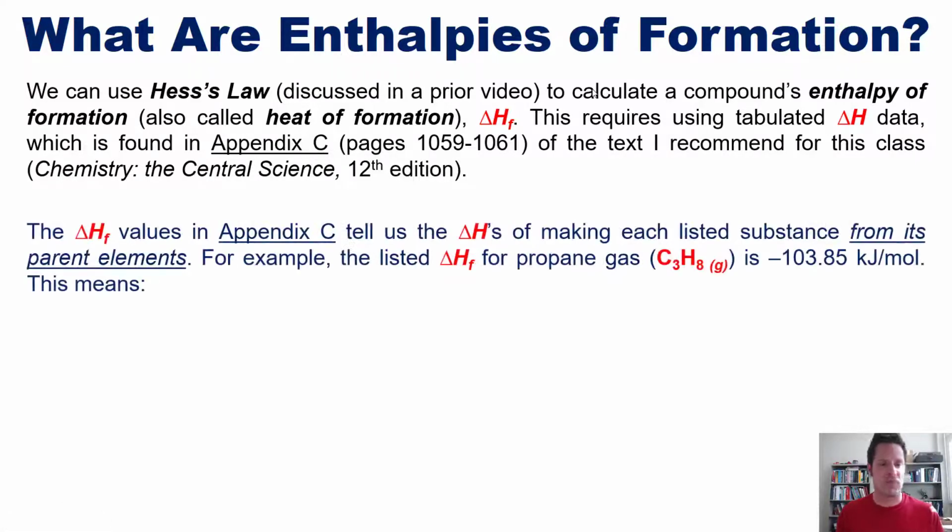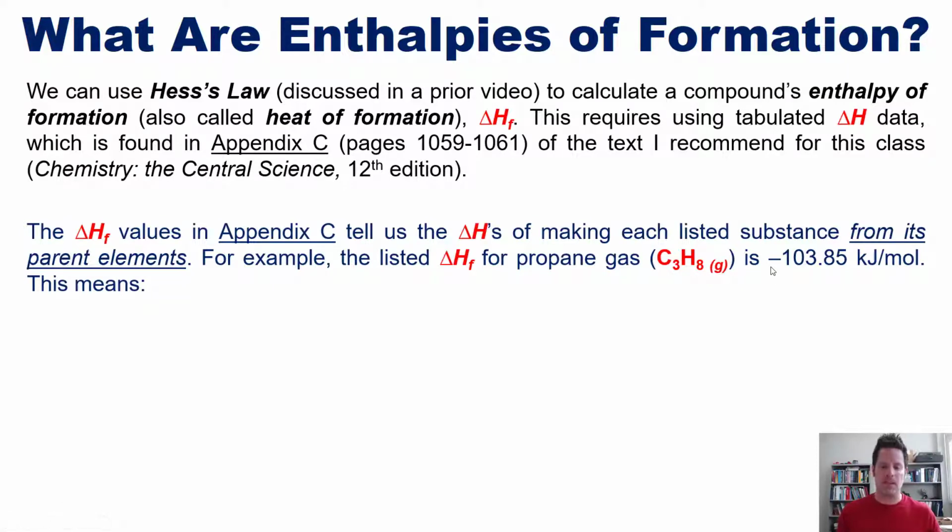Now, these delta H sub F values in Appendix C tell us the delta H's of making each listed substance from its parent elements. For example, the listed delta H sub F for propane gas, which has this formula, is negative 103.85 kJs per mole.